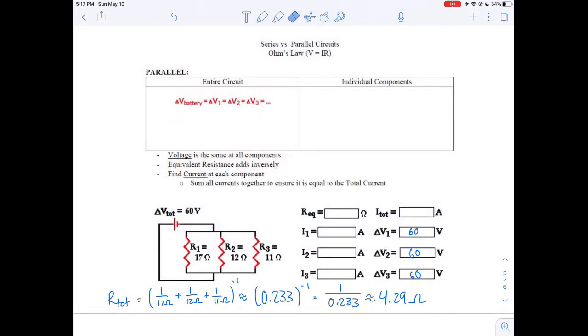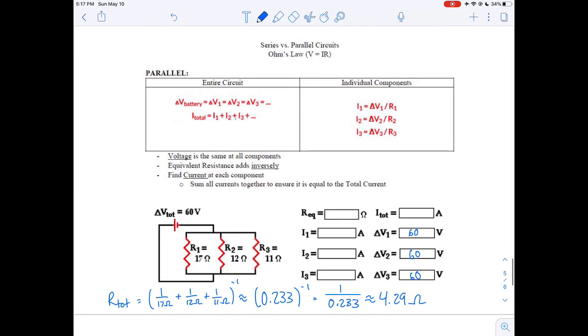Now that I have my total resistance, I can actually calculate the total current. And the current will be the sum of all of the individual components added together. And for each individual component, we can just divide the voltage across that component by the resistance at that component. And it should also be able to be calculated using the Ohm's law relationship between the total voltage and the total resistance. So we know the total voltage.